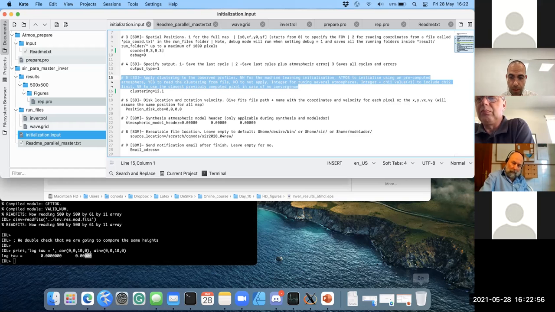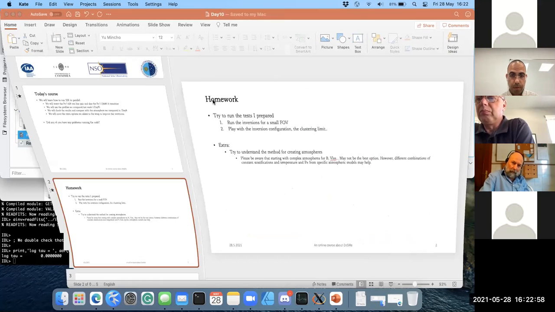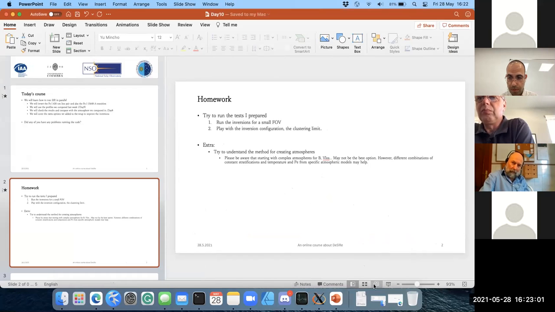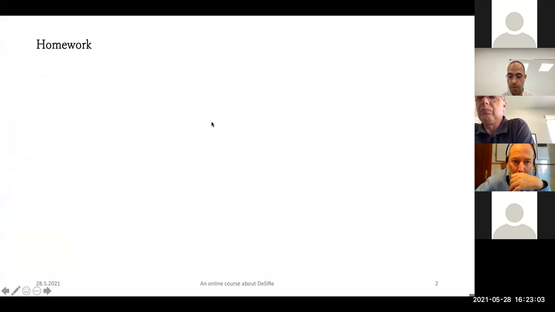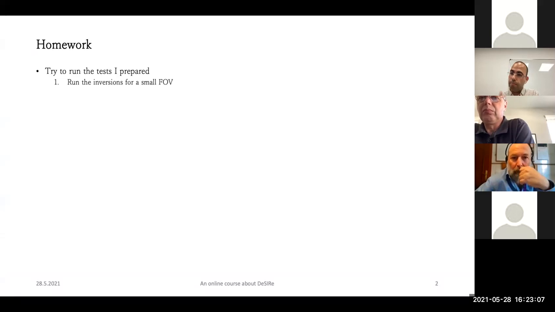Okay, so then let's go back, because today it's getting a bit longer than usual. So, homework: try to run the test I prepared. Just pick a small field of view. You don't need to run the 500 by 500 pixels.